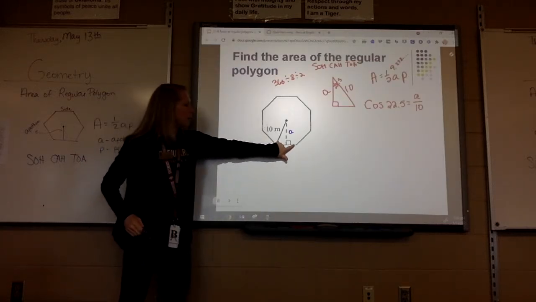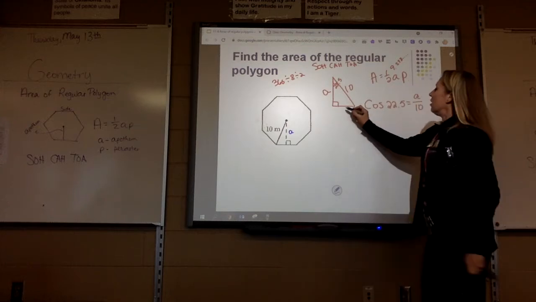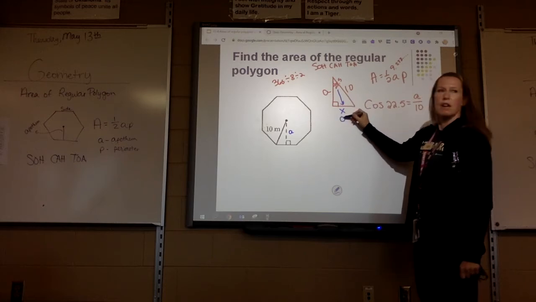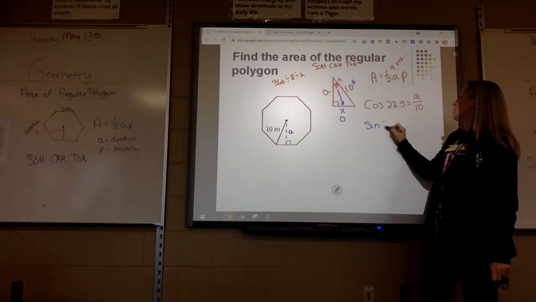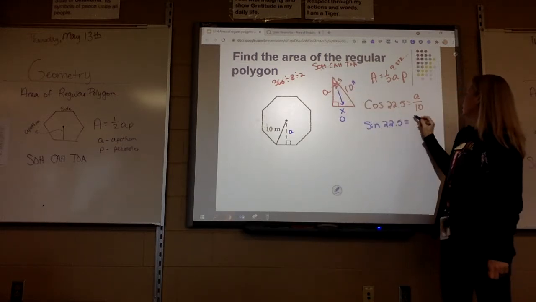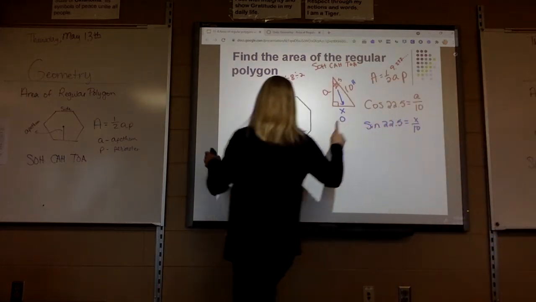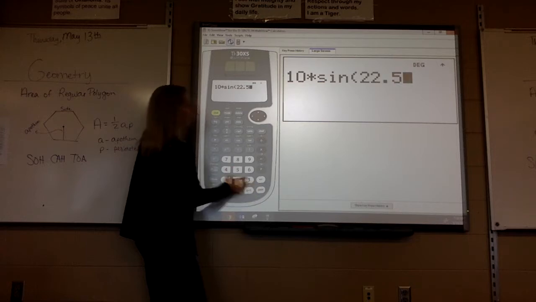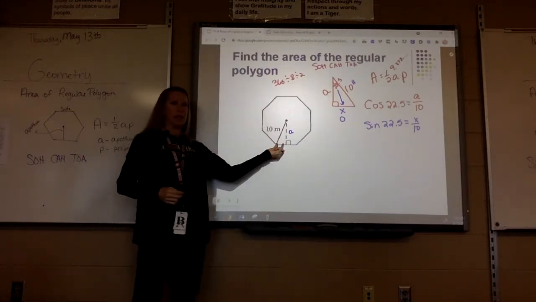Now let's find the side length. So I can times it by 2 and then times it by 8 to get the perimeter. I'll just call this side length X. So this side is my opposite, right? Opposite and hypotenuse, which trig function? So sine 22.5, I have to put O over H, so X over 10. X is up high, so multiply. Do 10 times sine 22.5.